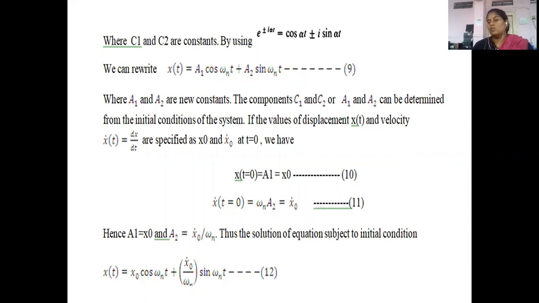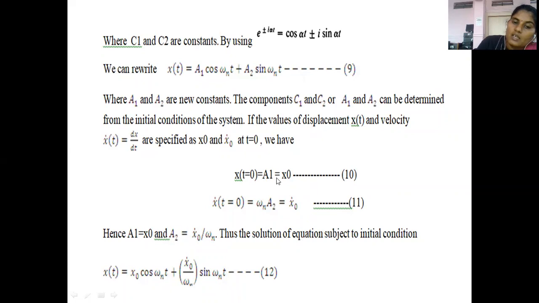So based on this, we have to apply the condition number 1. At time t is equal to 0, x is equal to x naught. Okay, so that is equation number 10. You can put this value in the equation number 9. At time t is equal to 0, the x value, that is x of 0, is x0. Okay, A1 cos omega n t: so cos 0 is 1. So what value do we get for A1? That A1 is equal to x naught.